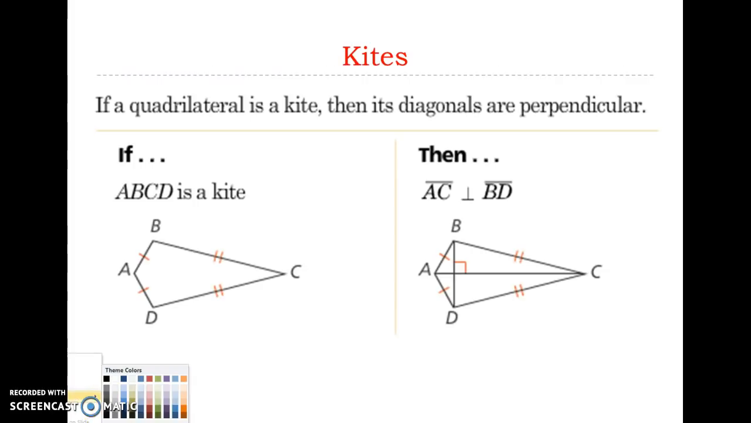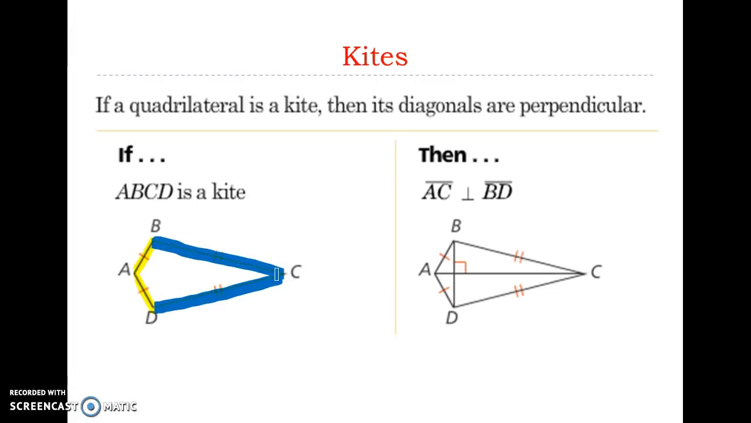If I use my highlighter again, BA and DA are in a row, so that's consecutive, and those are both congruent. And then if you look at the other two, DC and BC are also consecutive congruent sides. They are not opposites, so on a kite, your congruent sides are not opposite.